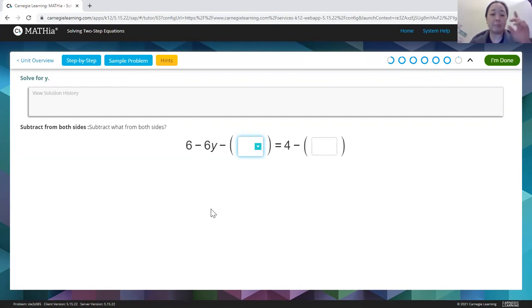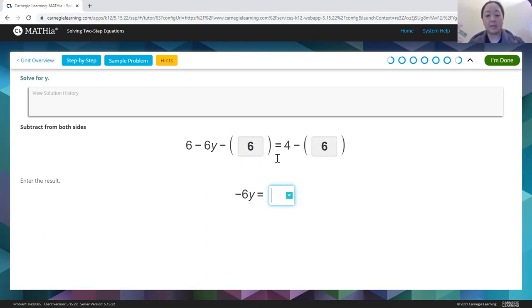I have to key it in with my keyboard. Notice if I put in 6 on one side, it'll do the exact same thing on the other side. Don't forget to push enter, because if you don't, it'll just stay like that forever and a day. So we did that, and that's good. It says, now what would that result be? Well, what's 4 minus 6? Negative 2. And push enter.